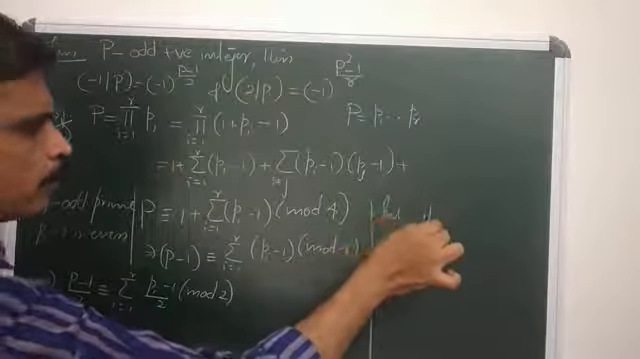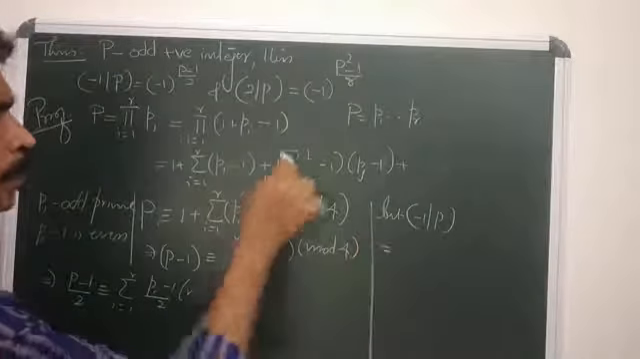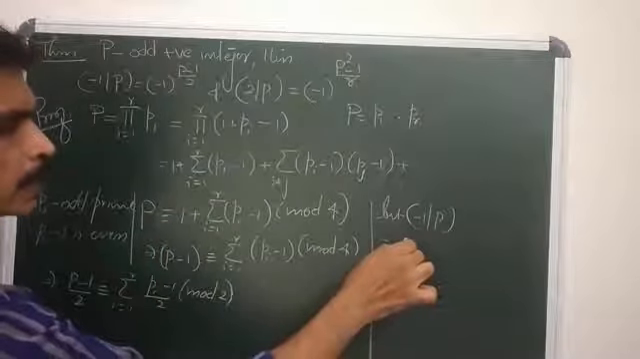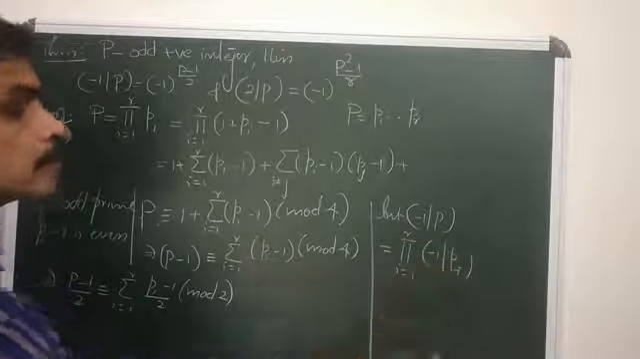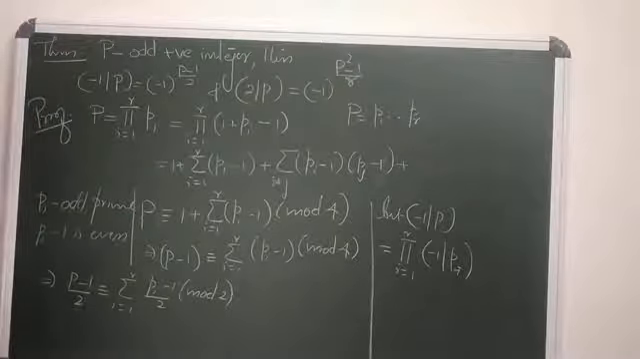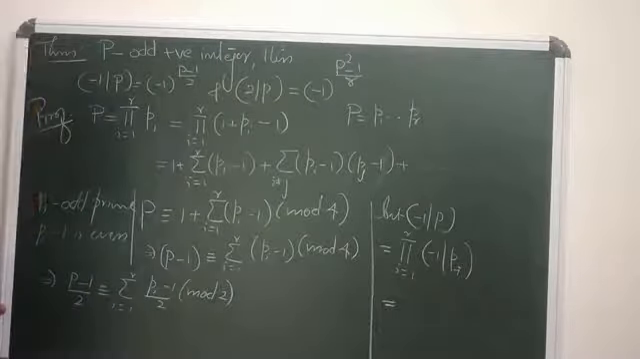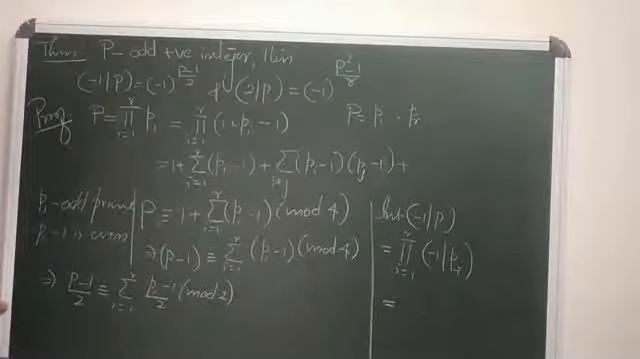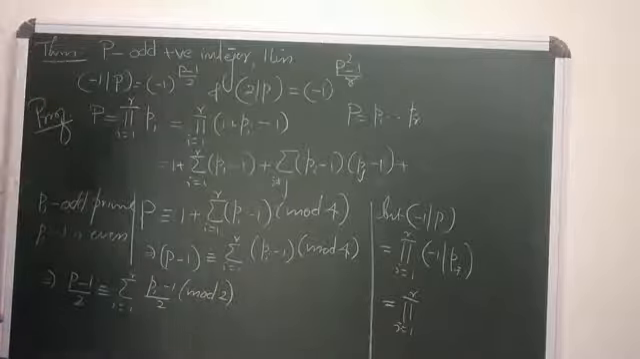what is (minus 1 by p)? Minus 1 by p is, since p is the product i ranges from 1 to r of p_i, it is the product i ranges from 1 to r of (minus 1 by p_i). Why? Because p is p_1, p_2, p_3, etc., p_r. Agree? So this is nothing but the product i ranges from 1 to r of (minus 1 by p_i). What is (minus 1 by p_i)?